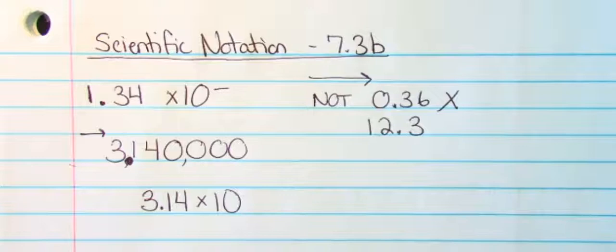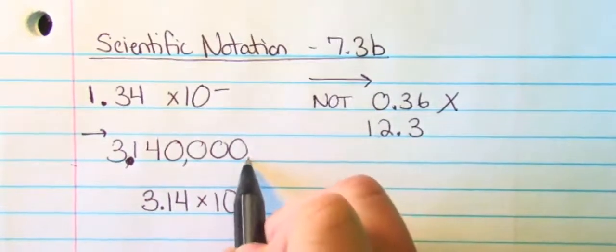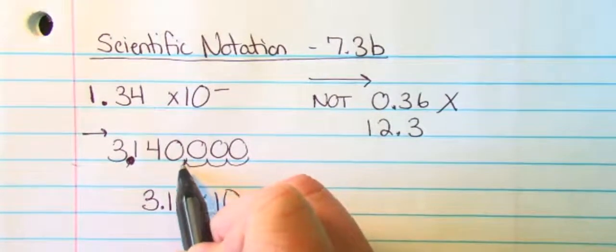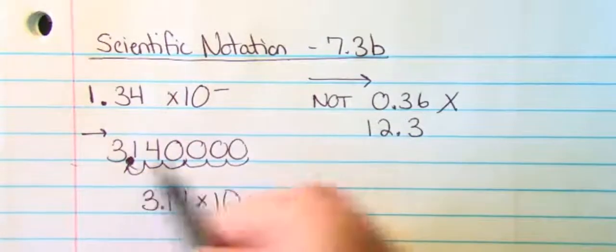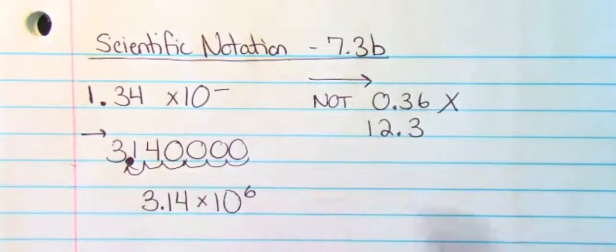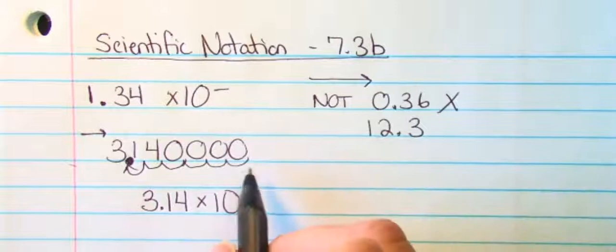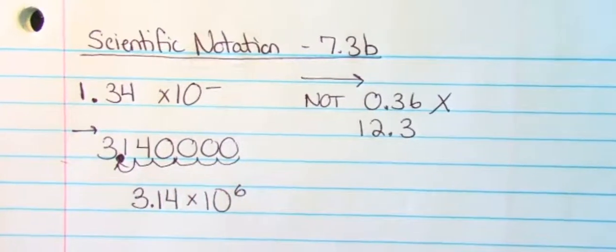And then we just have to figure out how many times we move the decimal. 1, 2, 3, 4, 5, 6. And I'm going to keep a positive 6 because this was a large number.